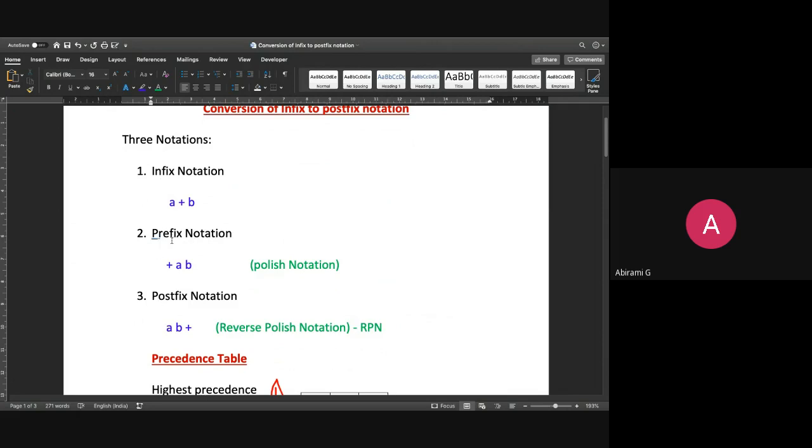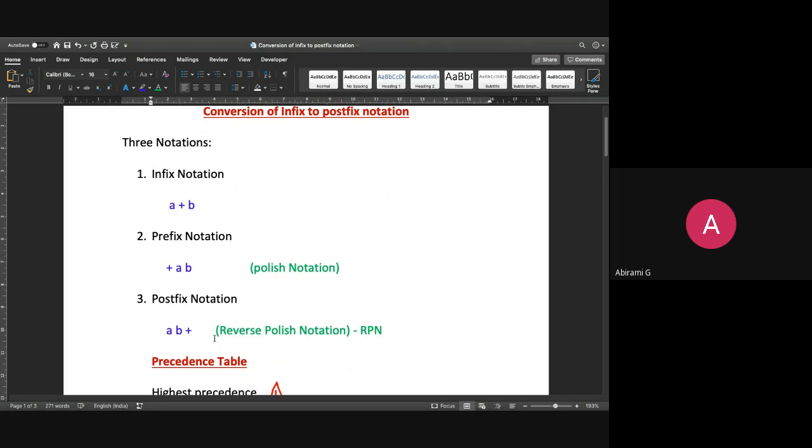Compilers efficiently and easily evaluate expressions only if they are in the form of prefix and postfix notations. Infix notation is our human-readable format, which we can understand by seeing it. But if you give a plus b, the compiler will evaluate it according to postfix notation. So let us discuss how to convert infix to postfix notation.